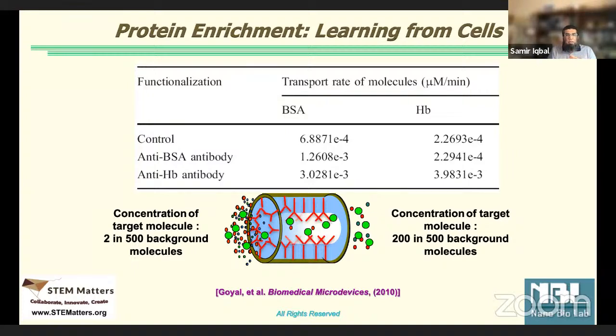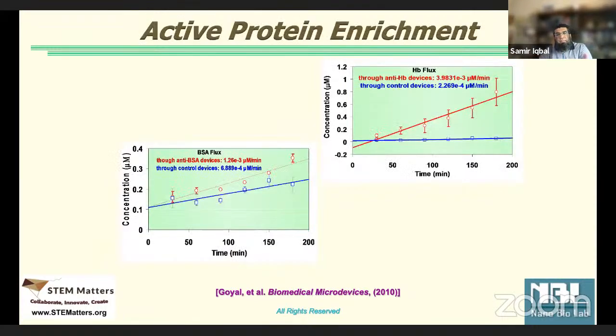So this is now mimicking ion channels, like sodium channels or potassium channels, which would pump one kind of entity more than the other. But now we are implementing that using synthetic materials. The data we showed indicates that the binding results in more flux, for example, hemoglobin versus BSA. So you could see more flux with that.